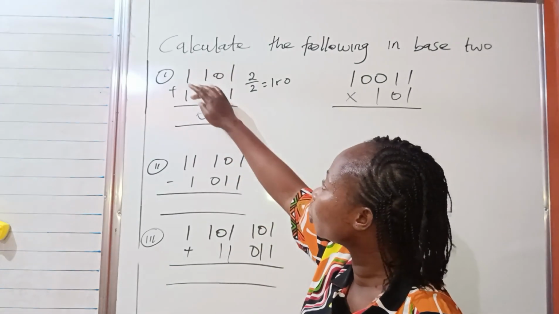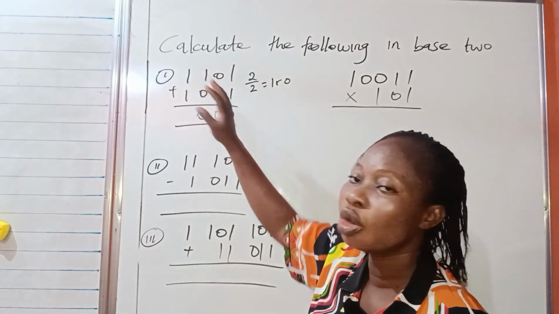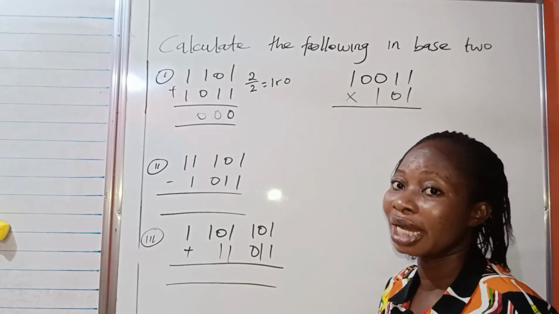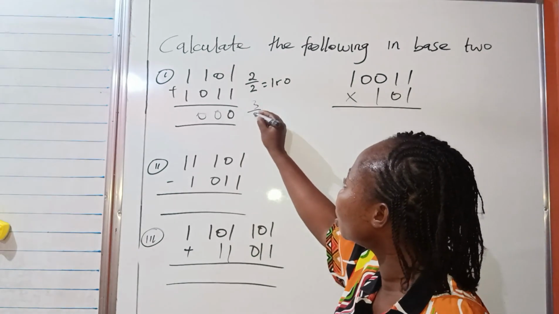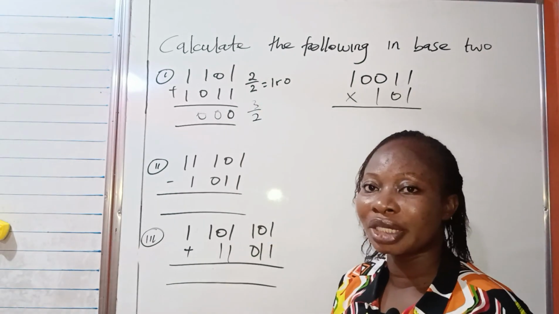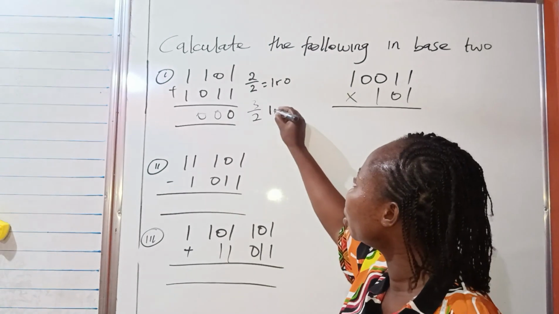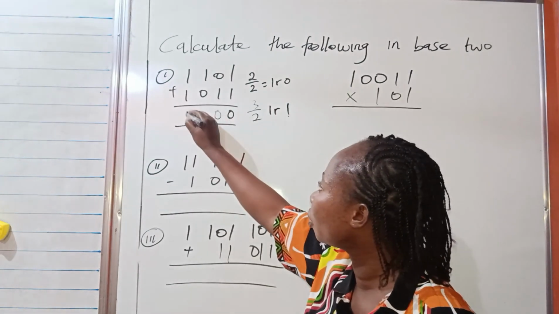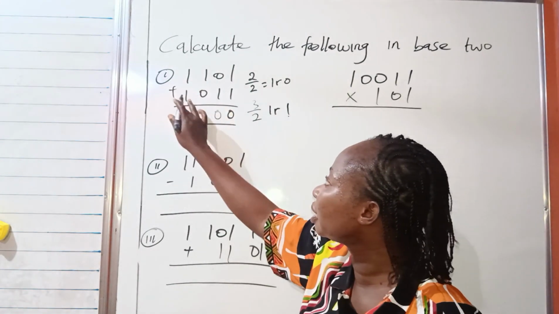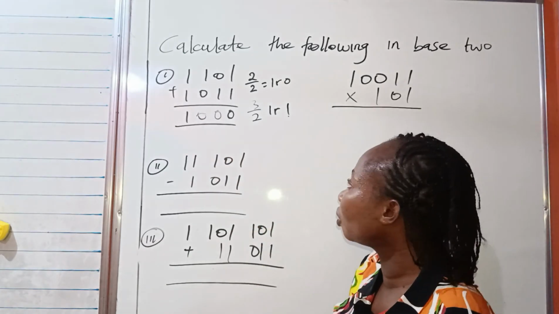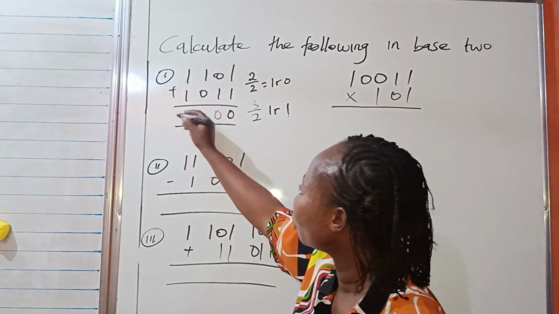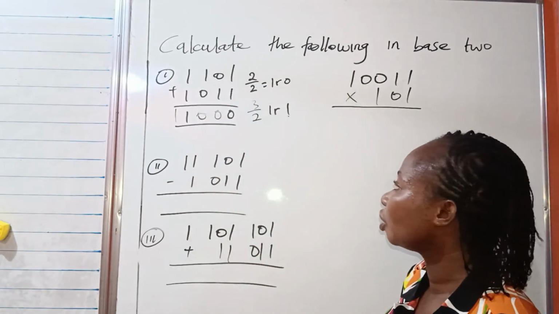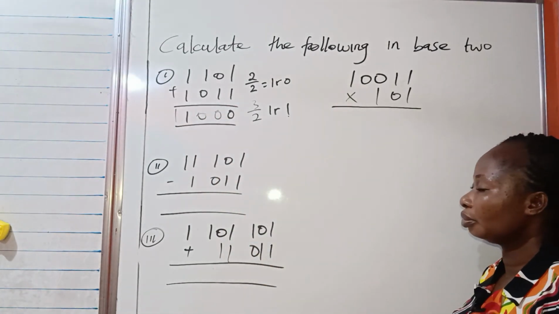And then we have 1 to be carried to this place. So 1 plus 1 plus the one that we are bringing will be 1 plus 1 plus 1, and that will give us 3. So we can't write 3, we divide by 2. 3 divided by 2 is 1 remainder 1. So this remainder, we write it first. Since this is the last number here, we cannot carry it over to any number again. So we write the remainder. And our answer is 11000.